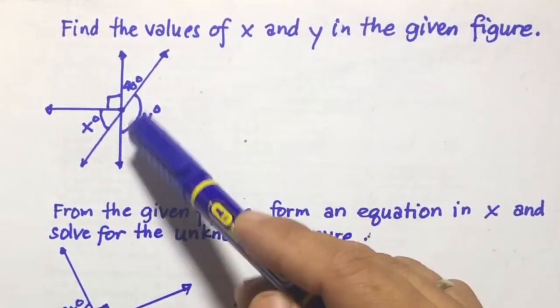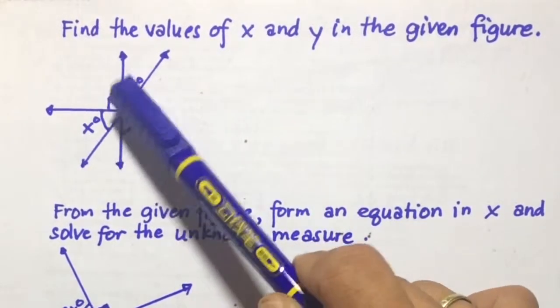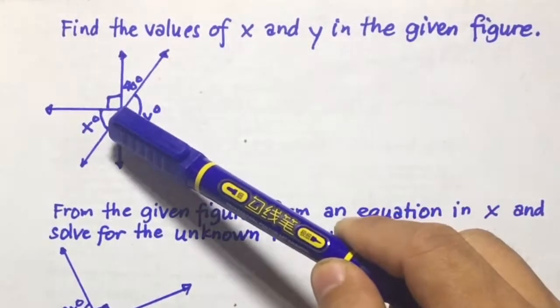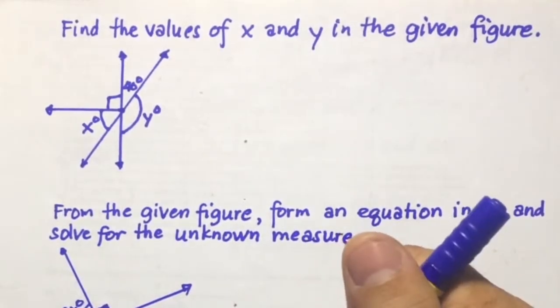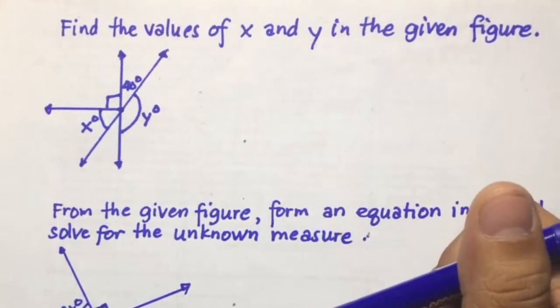Next example, find the values of x and y in the given figure. So this is the figure here. This angle here is x, then this one is 90 degrees, and this angle here is 40 degrees. And we have here y degrees. So we're going to find the values of x and y. So let's find first the value of x.